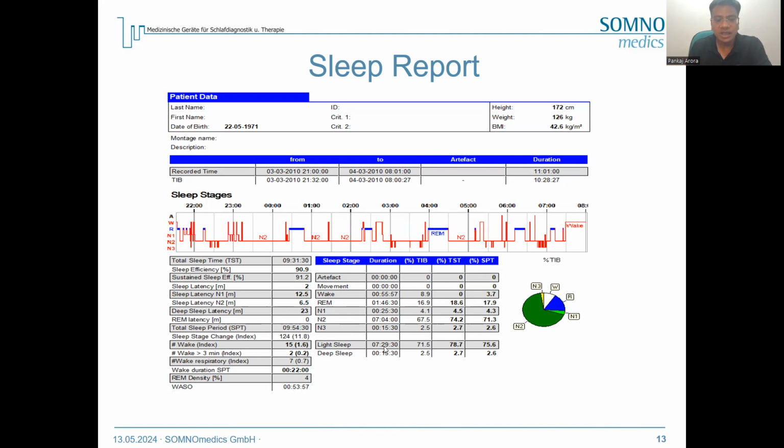And if you also see, his total light sleep, that is stage N1 and N2, is 7 hours and 29 minutes, while deep sleep was only 15 minutes. So the patient is obviously not getting restorative sleep, because N3 sleep is called restorative sleep, and this could be the reason that he is feeling lethargic. But obviously we'll see in the next slides what is the reason.